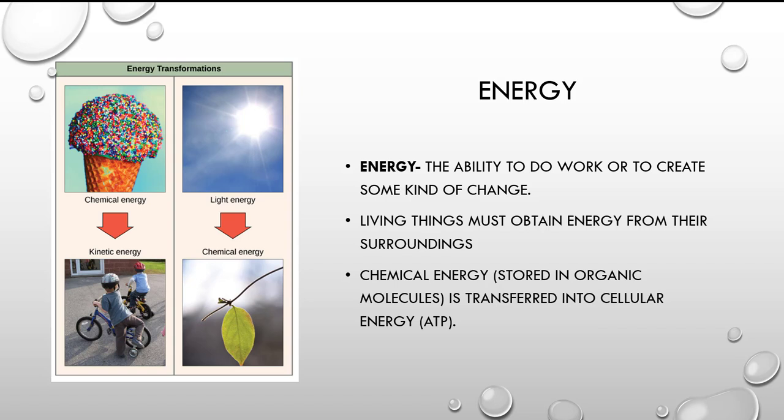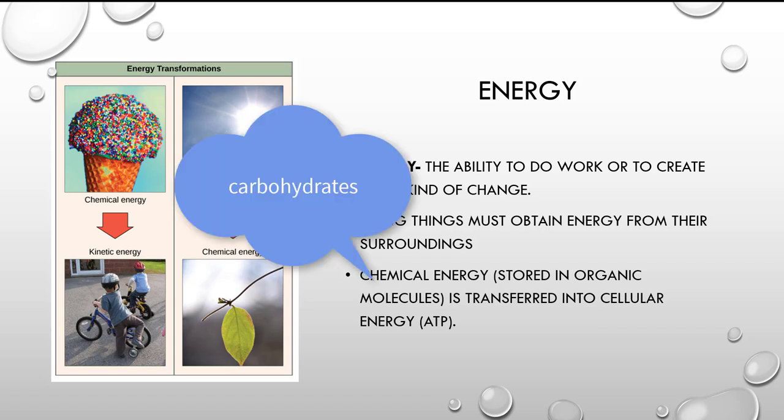Plants, where do they get their energy from? They get it from the sun. They use light energy from the sun and transform it into chemical energy in the form of sugars. We can take that chemical energy in the form of sugars and transfer it into cellular energy, which is in the form of ATP. That chemical energy is stored in organic molecules, so think of carbohydrates, sugars, and lipids.